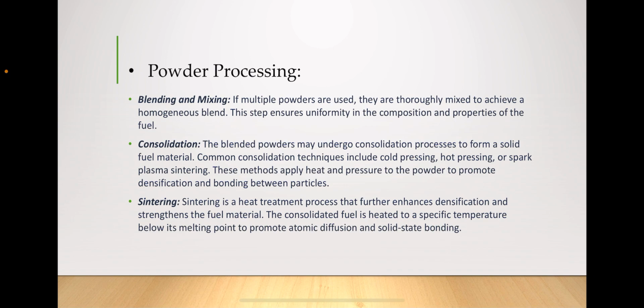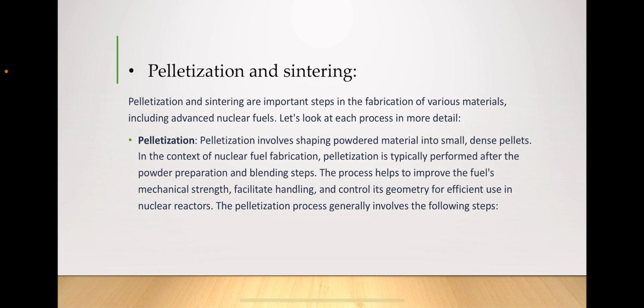Common consolidation techniques include cold pressing, hot pressing, or spark plasma sintering. These methods apply heat and pressure to the powder to promote densification and bonding between particles. Sintering is a heat treatment process that further enhances the densification and strengthens the fuel material, and the consolidated fuel is heated to a specific temperature below its melting point to promote atomic diffusion and solid state bonding.